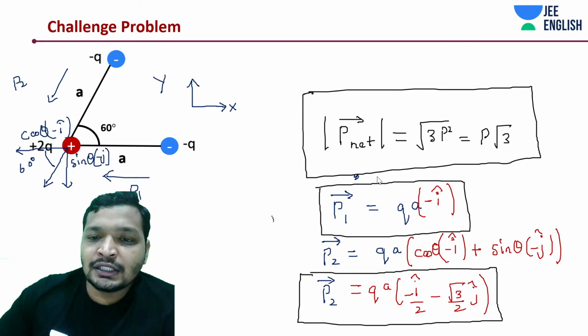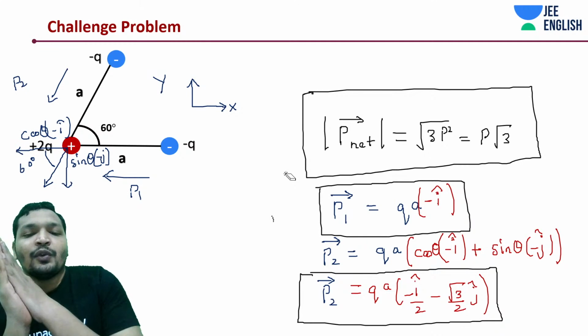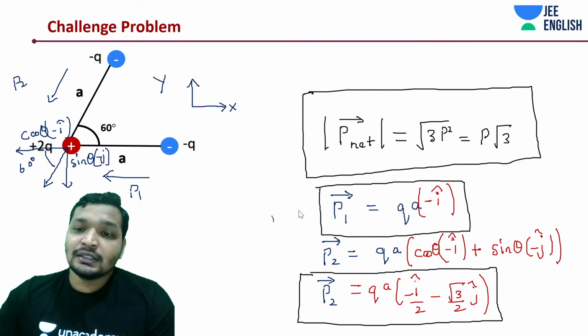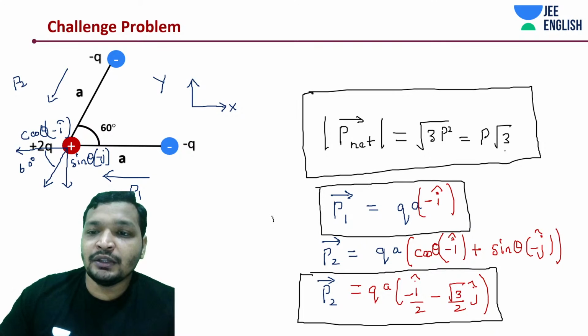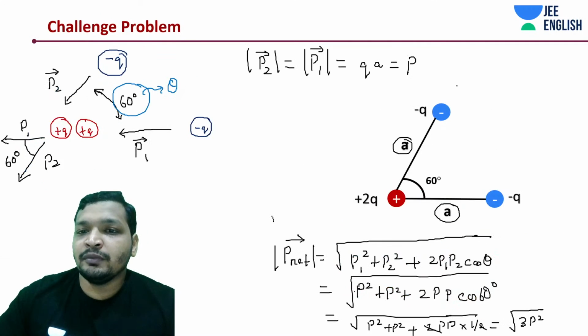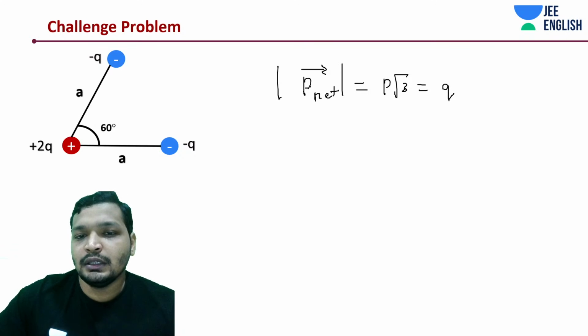So now instead of the magnitude of the dipole, if I had asked you what is the net dipole moment, you are not going to say this p root 3. p root 3 in this case is qa into root 3. So substitute the value of p from here. You get the magnitude of p net is p root 3. What was the value of p? qa, root 3 times qa.